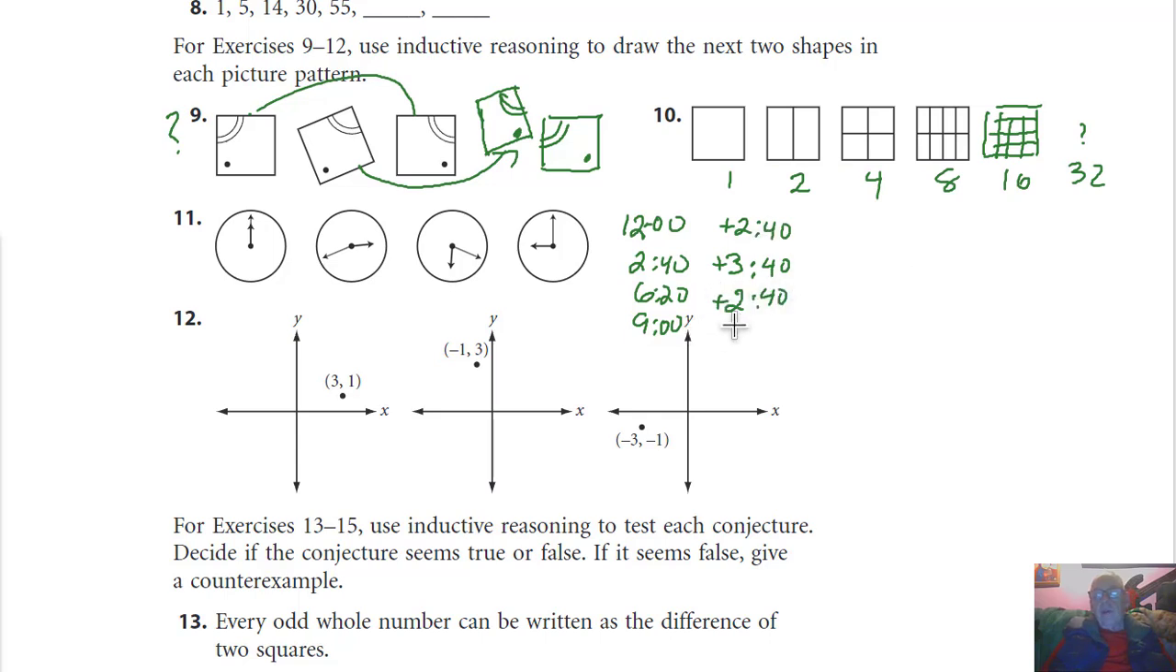So pattern-wise, it seems like we're going to alternate between the 2:40 and the 3:40. So another 3:40 and then another 2:40 are going to give us the other times that we need. So 9 o'clock plus 3:40 is going to take us to 12:40.